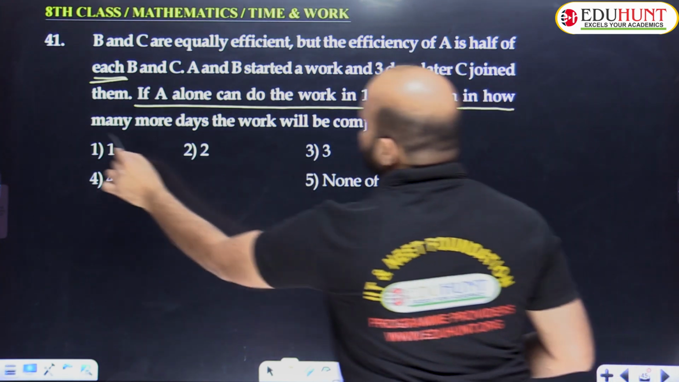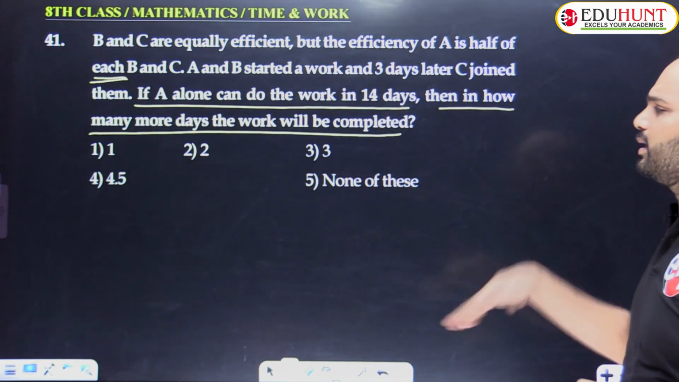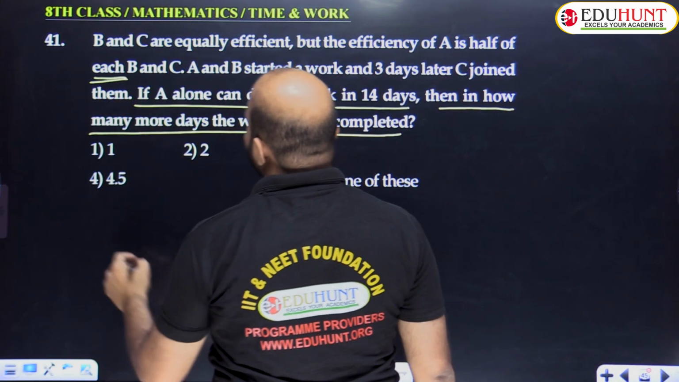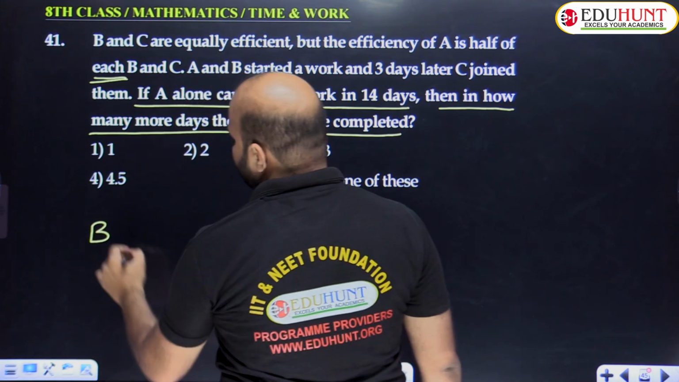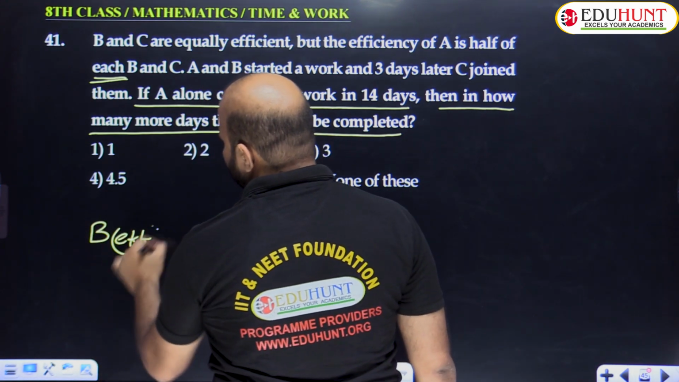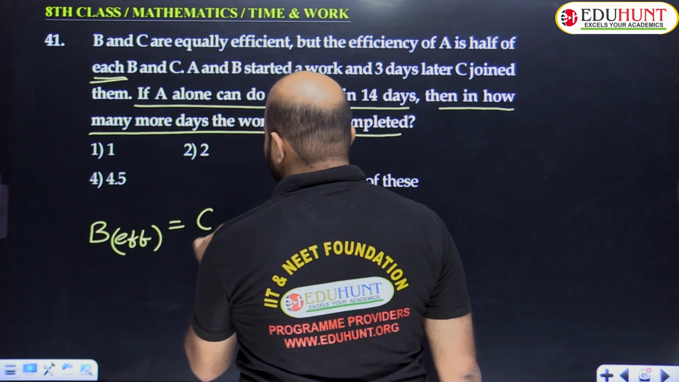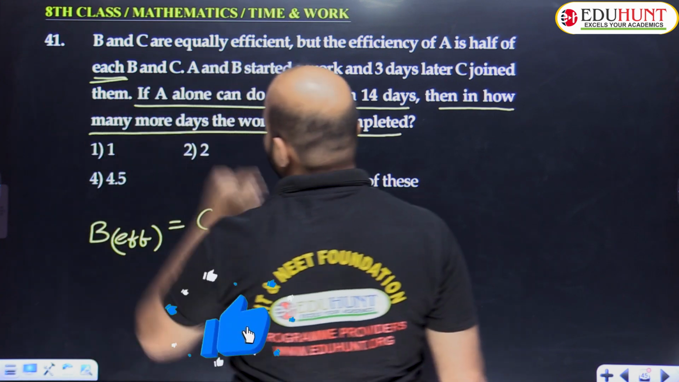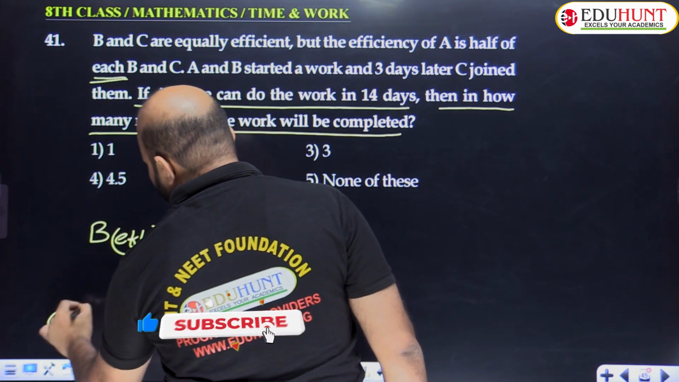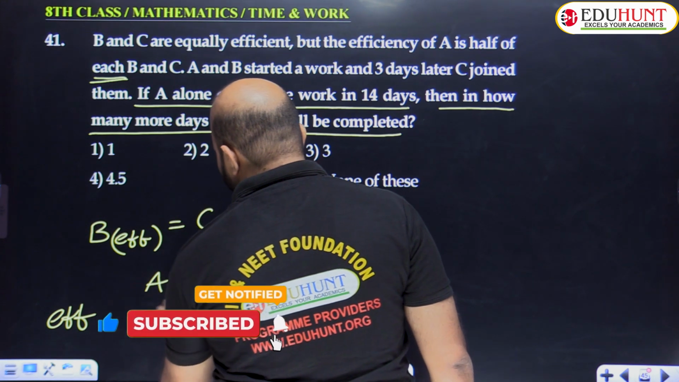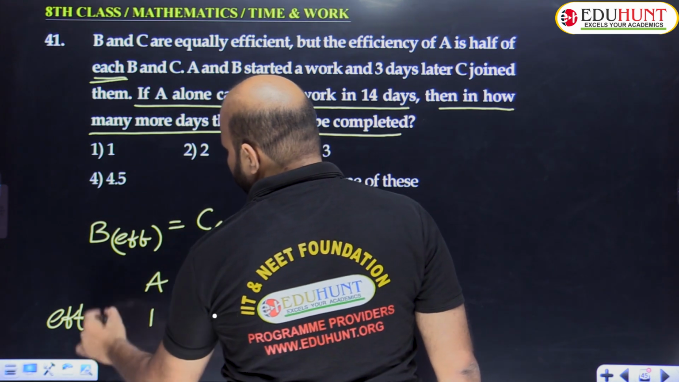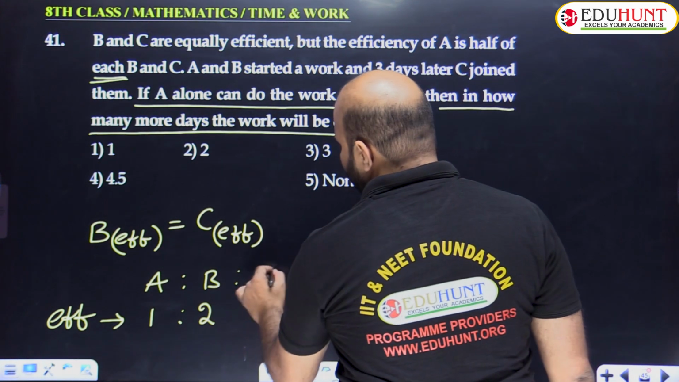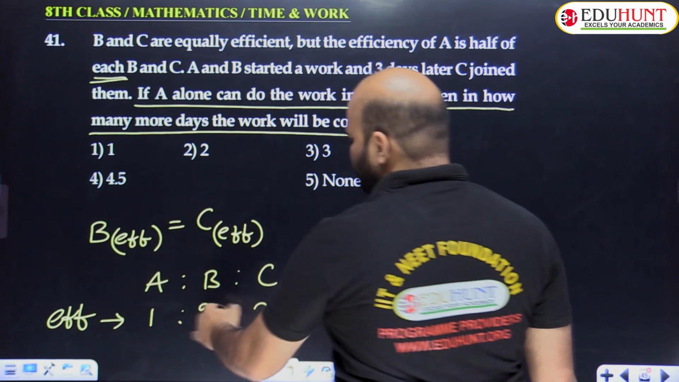That is the question. So, more days means the rest of the days. But before that, what is given: B and C have equal efficiency. B's efficiency as well as C's efficiency is equal. Am I clear? And the next statement: A is half of B. So according to efficiency, A's efficiency is half of B. That means B takes 2 parts of work while A takes 1 part, so the efficiency ratio is 1:2. As well, C also takes 2 parts because B and C have equal efficiency.